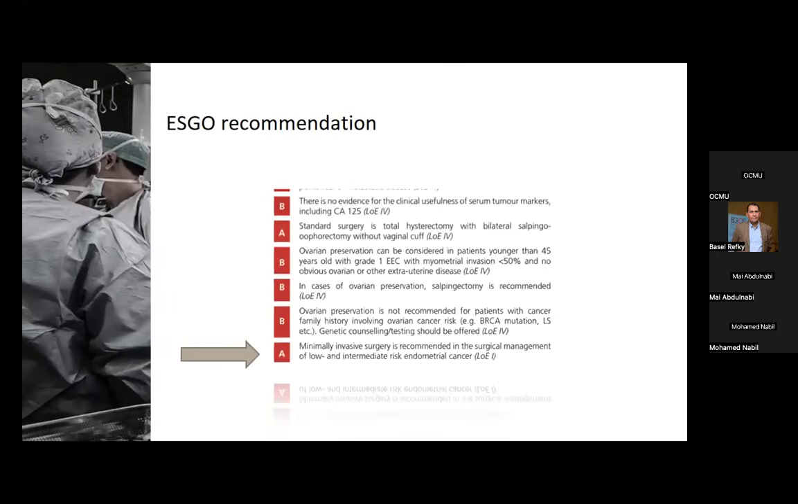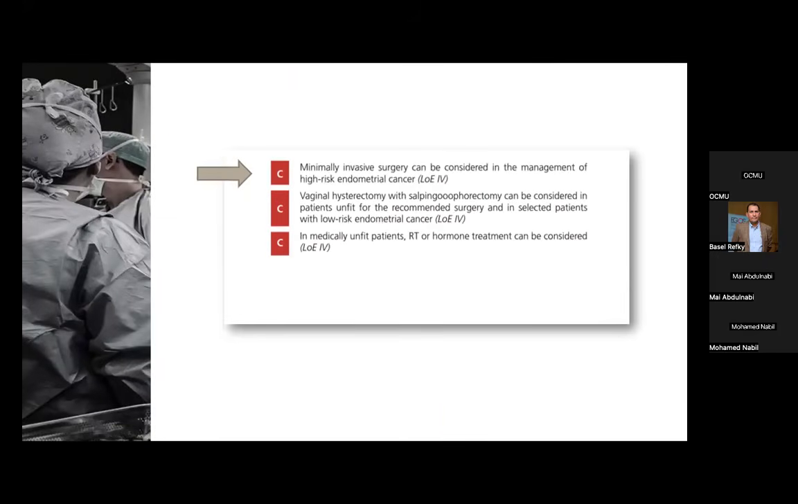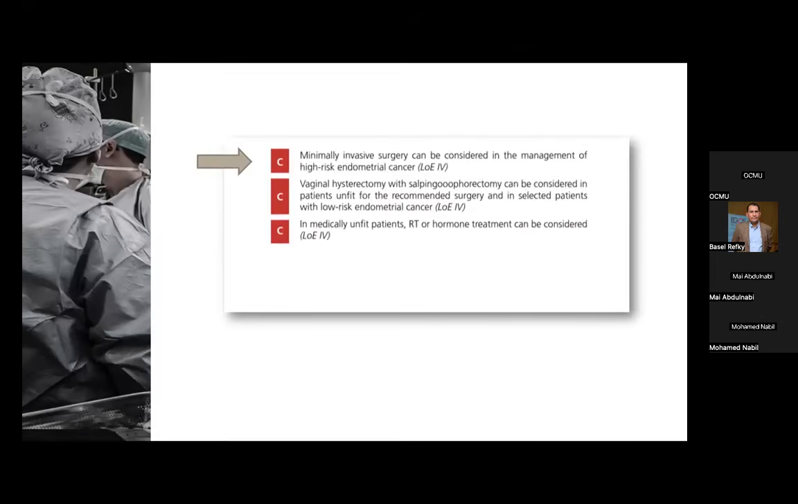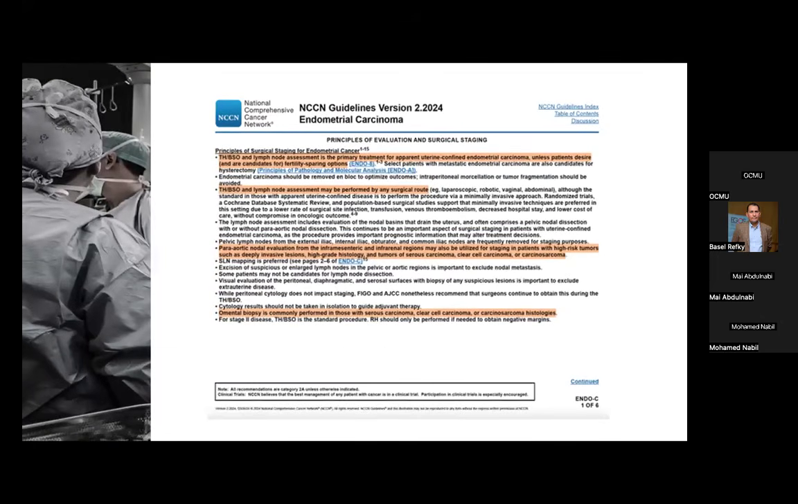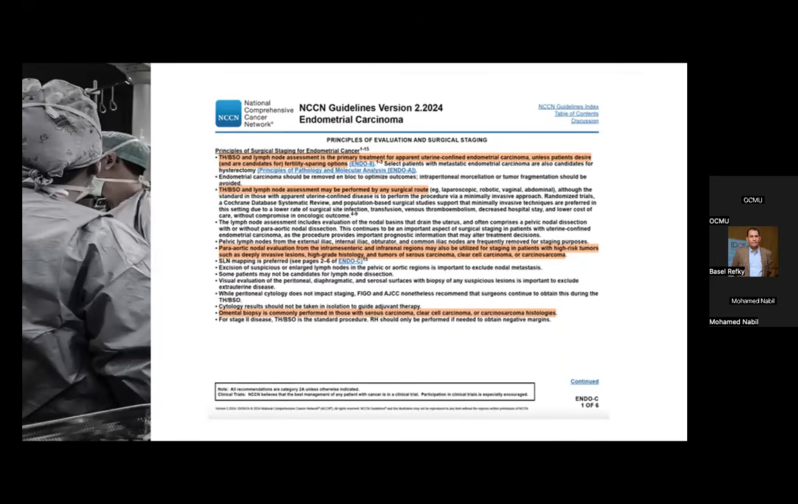So the ESGO recommendation: the minimally invasive surgery is recommended in the surgical management of low and intermediate risk endometrial cancer. And it can also be considered in the management of high-risk endometrial cancers. As it's also stated in the latest NCCN guidelines, hysterectomy and lymph node assessment is the primary treatment for apparent uterine-confined endometrial cancer, unless the patient desires fertility-sparing options.